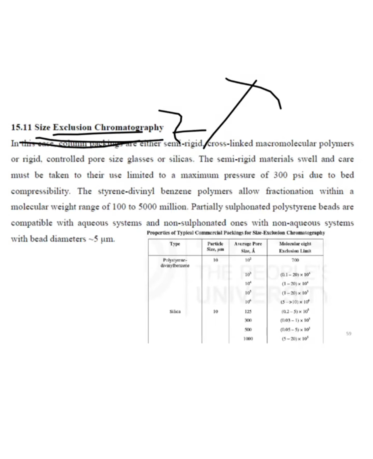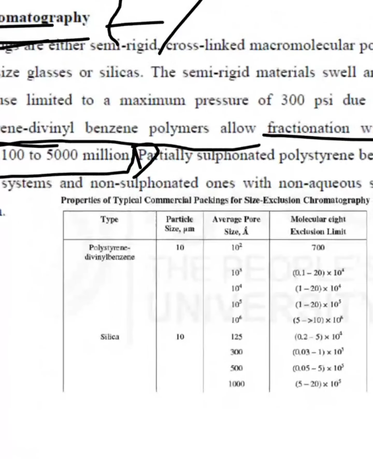Here we are going to use styrene divinyl benzene polymer. This is used as an adsorbent in the stationary phase. It allows fractionation with a molecular weight range of 100 to 500 million, denoted as million Dalton, where the pore size of different polymers gives different eluting rates, that can be seen here in the table.